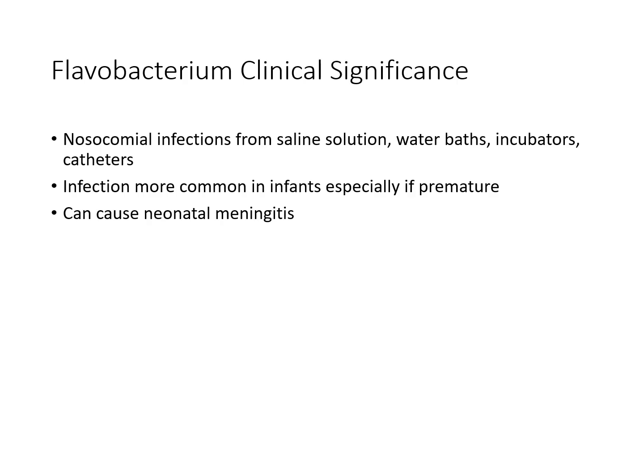Flavobacterium is usually a nosocomial infection and can be found in contaminated saline solutions, water baths, incubators, and catheters. It commonly causes infections in infants, especially premature babies. It can cause neonatal meningitis, and it's an important pathogen in neonatal intensive care units.